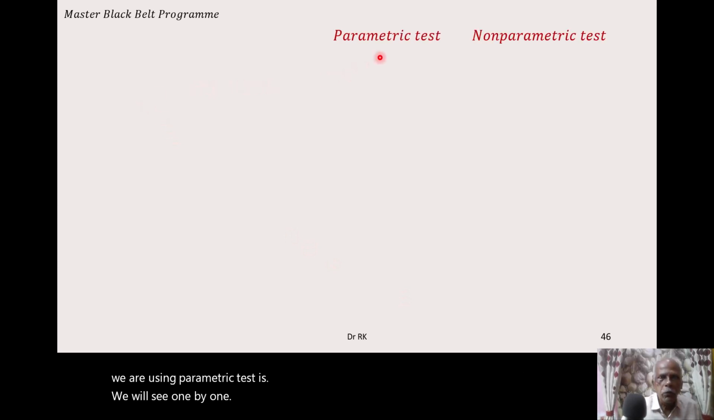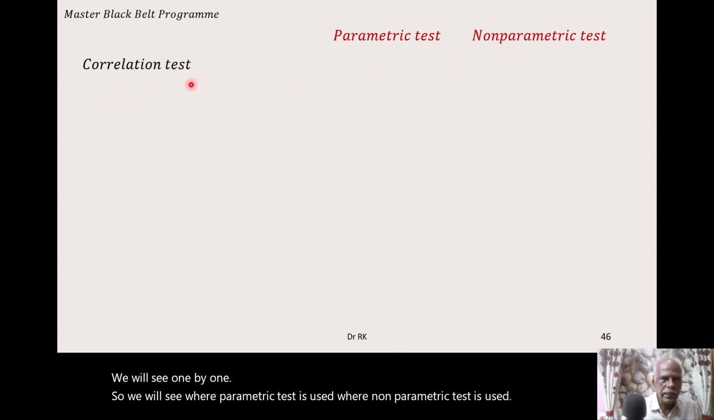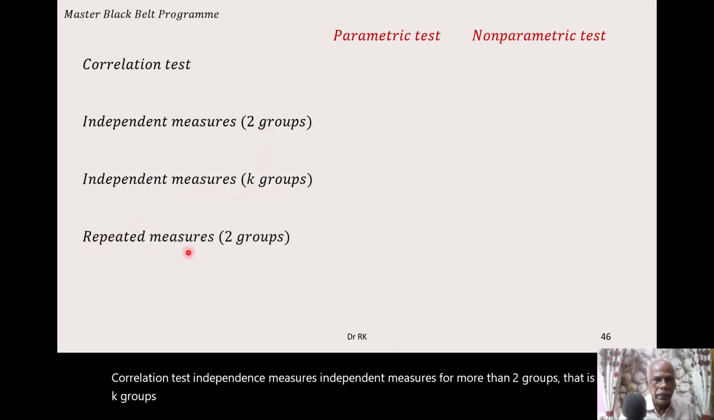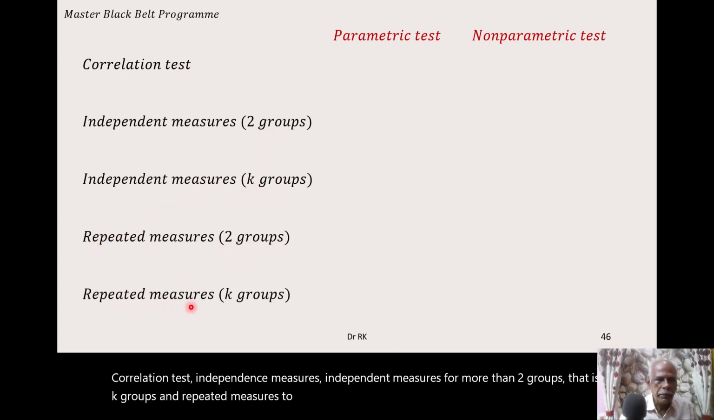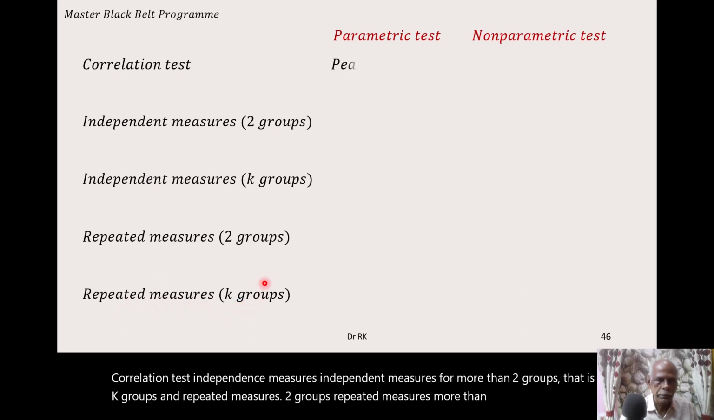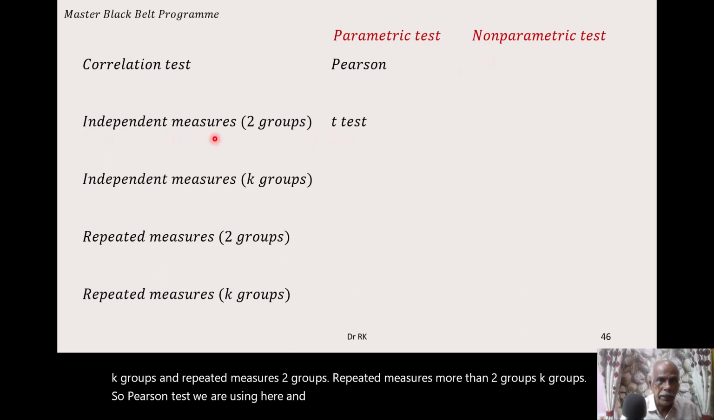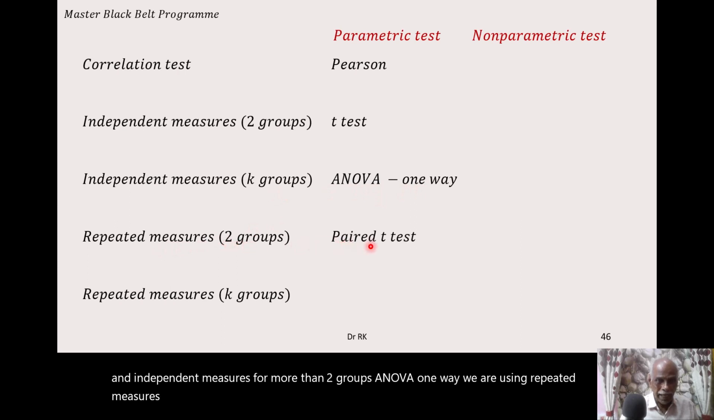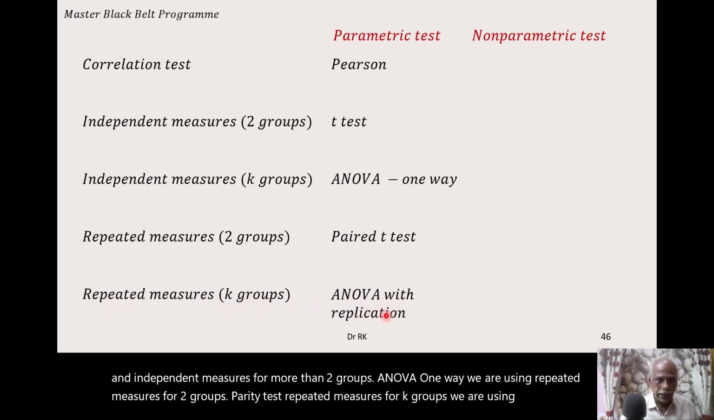So we will see where parametric tests are used and where non-parametric tests are used. Correlation test, independent measures for 2 groups, independent measures for more than 2 groups, that is K groups, repeated measures for 2 groups, and repeated measures for K groups. So for parametric, we use the Pearson test for correlation, and the T test for independent measures with 2 groups. For independent measures with more than 2 groups we use one-way ANOVA. For repeated measures with 2 groups, the paired T test, and for repeated measures with K groups we use ANOVA with replication.